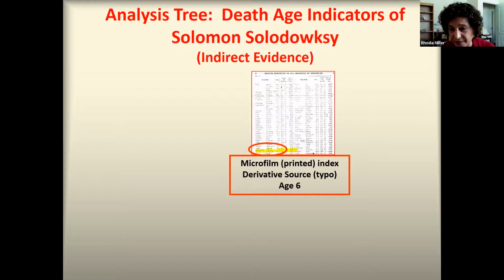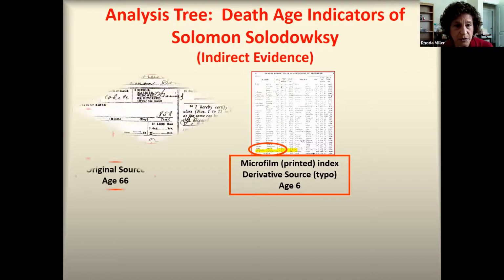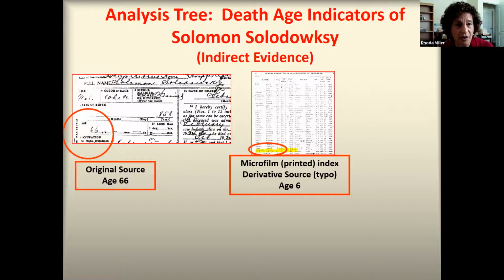But after a lot of negative searches, I said, I've got to find out who this kid is. Maybe it's somebody else who was named after him. So I sent for the death certificate, which is what you just saw 2 slides ago. And on the death certificate, he is age 66. So what happened was, on this typed index, in the days of typewriters, the key got stuck on the second 6 or somehow didn't print. And so he came out on the death index as age 6, as opposed to 66 on his gravestone.